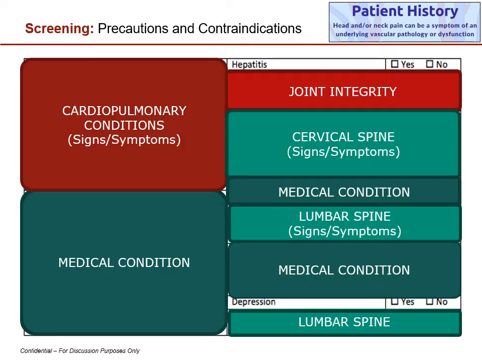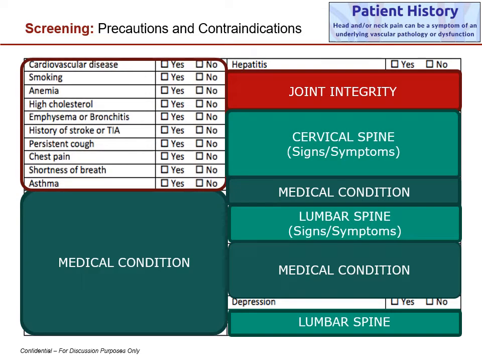Okay, so with the overlay here, I've attempted to organize this sheet so that very quickly you can look at it and get a sense of what indications or precautions this patient may have based upon their answering of yes and no. So you have cardiopulmonary conditions in the upper left-hand corner. Some of these that would be a consideration for our discussion would be cardiovascular disease, smoking, high cholesterol, history of stroke or TIA, chest pain, and even shortness of breath.